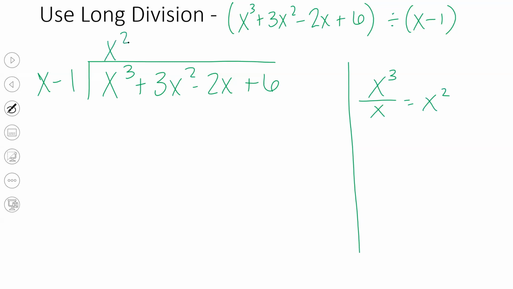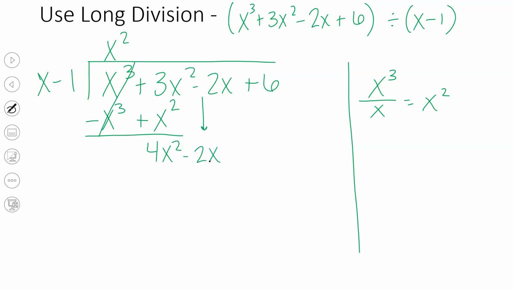And now I need to multiply twice. x squared times x is x cubed. And x squared times -1 is negative x squared. But I stop because most importantly, I have to change my signs. Very good. So x cubed minus x cubed. What is 3x squared plus x squared? 4x squared. Very good.